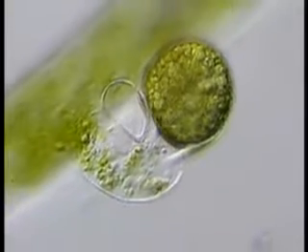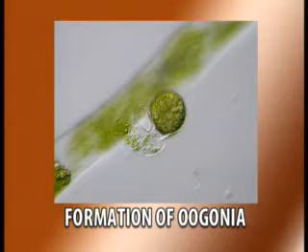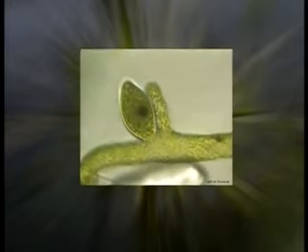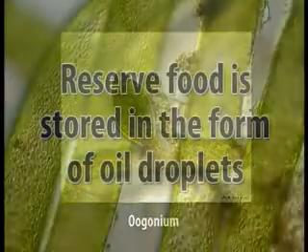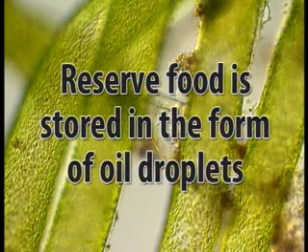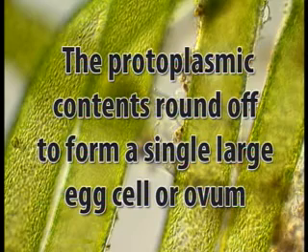Now, oogonium. The oogonium is a spherical or wide structure which usually appears sessile or subsessile. It is separated from the supporting filament by a cross wall at its base and develops a short rounded beak at the tip towards maturity. The mature oogonium contains a single large nucleus located in the center and numerous chromatophores. Reserve food is stored in the form of oil droplets. The protoplasmic contents round off to form a single large egg cell or ovum.